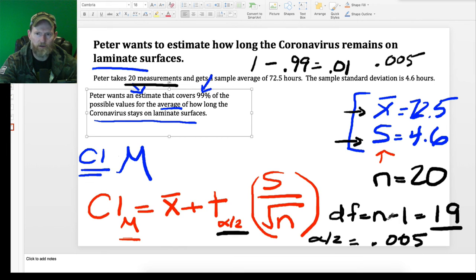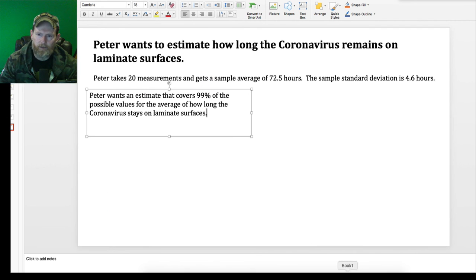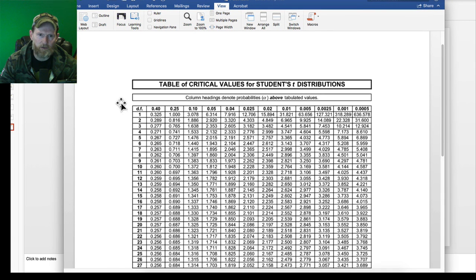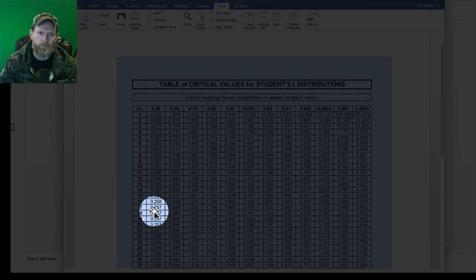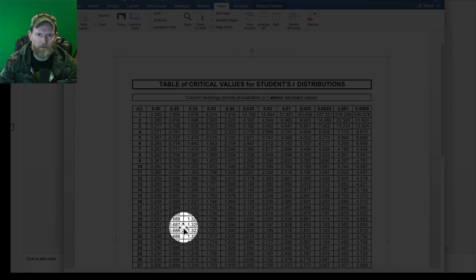Can't use anything Z here. We can't use a shortcut table or anything like that because we're going to the T table. All right. So I'm going to go to the T table with 19 and 0.005 in mind. First things first, I'm going to go down this left side, look for 19. There it is. And then I'm going to go to the right to 0.005, which would be right above where my cursor is. So, 2.861.